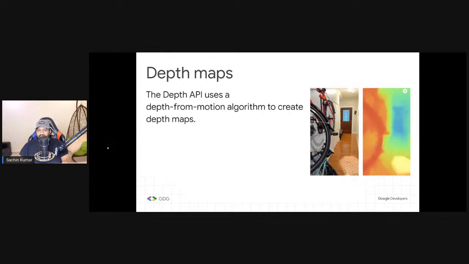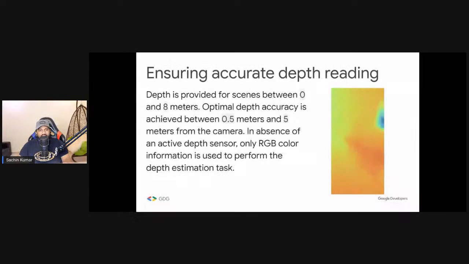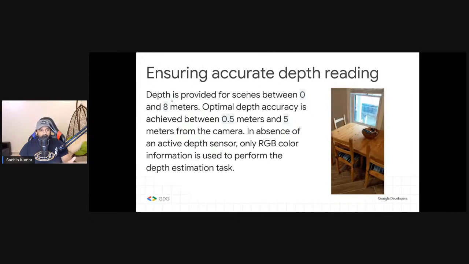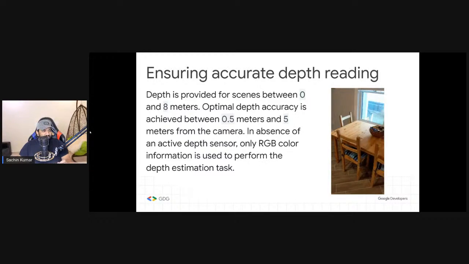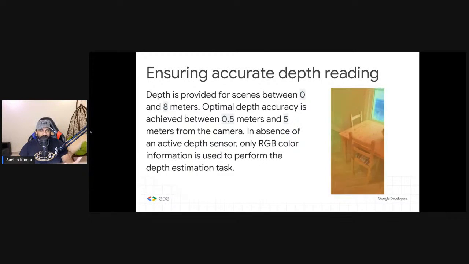areas. Okay, and finally, ensuring accurate depth reading. In ARCore, depth is provided for scenes between 0 and 8 meters. Optimal depth accuracy is achieved between 0.5 meters and 5 meters from the camera. These are just specifics so that you understand while building your applications.